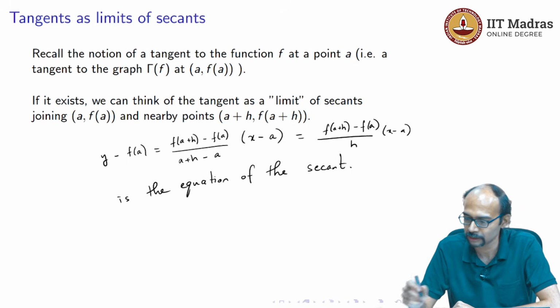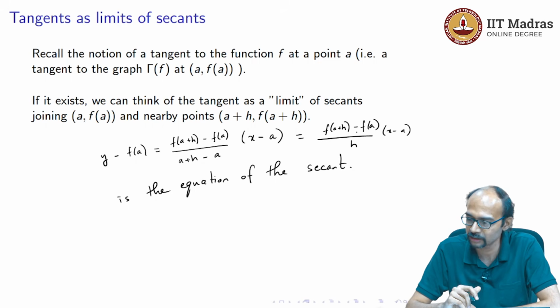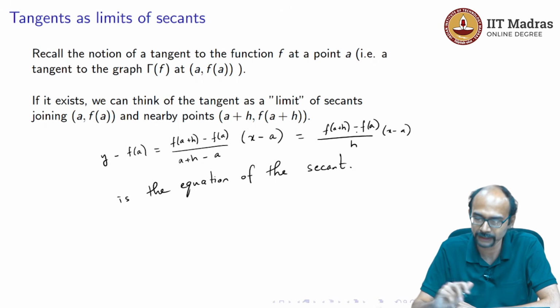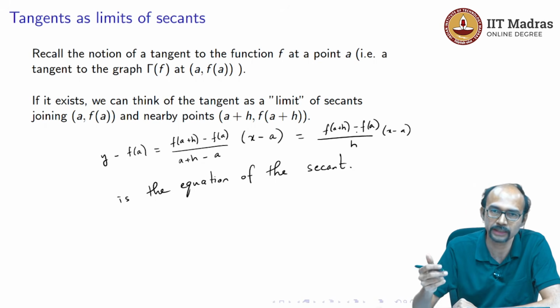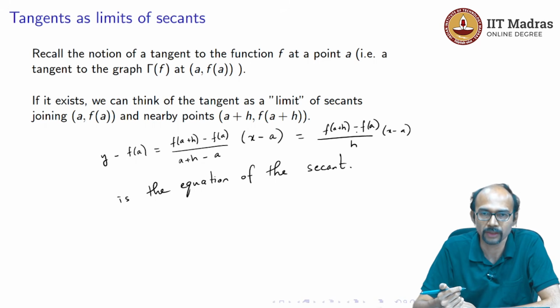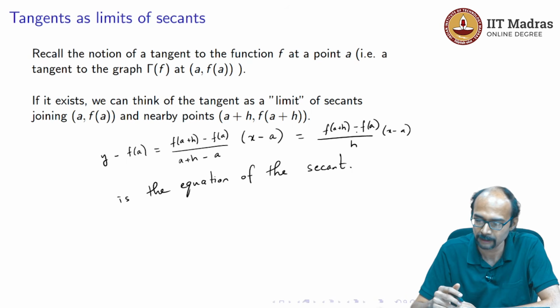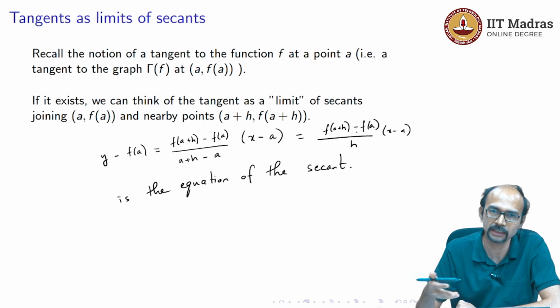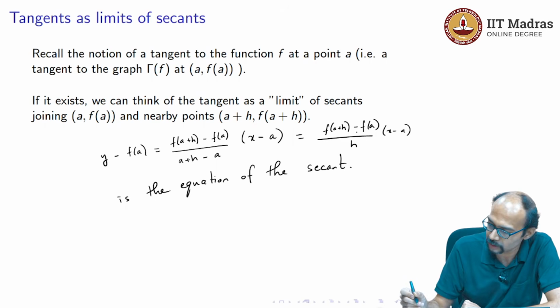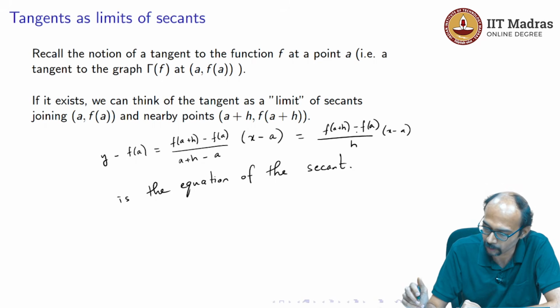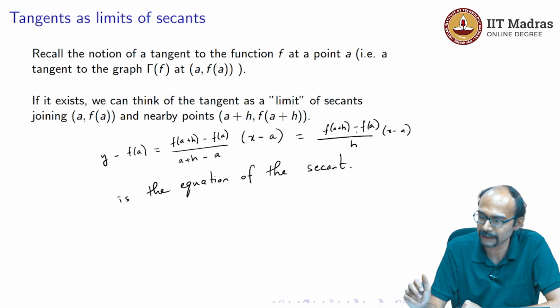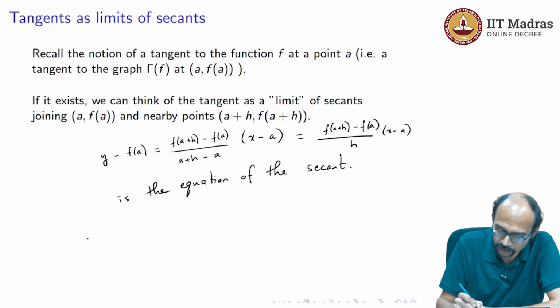The denominator becomes h. So this expression is familiar, f of a plus h minus f of a, right. And if you substitute x is a plus h and y is f of a plus h, indeed it is satisfied. So it passes through both points. So in case you have forgotten the equation of a line passing through 2 points, I have anyway checked that it passes through these 2 points. Okay. So this is the equation of the secant that is given above, and now what we are going to try and do is ask what is the limit of this.